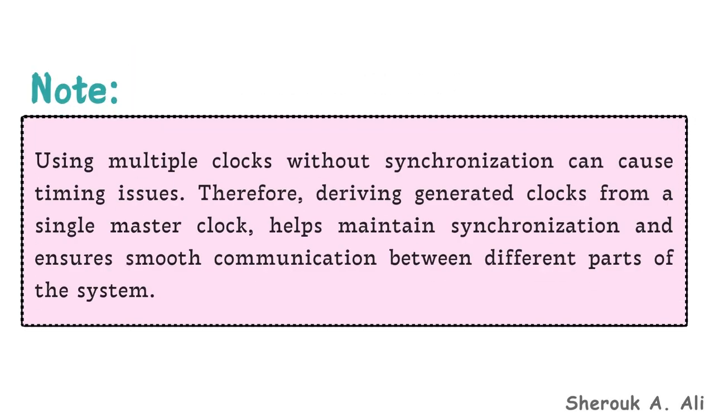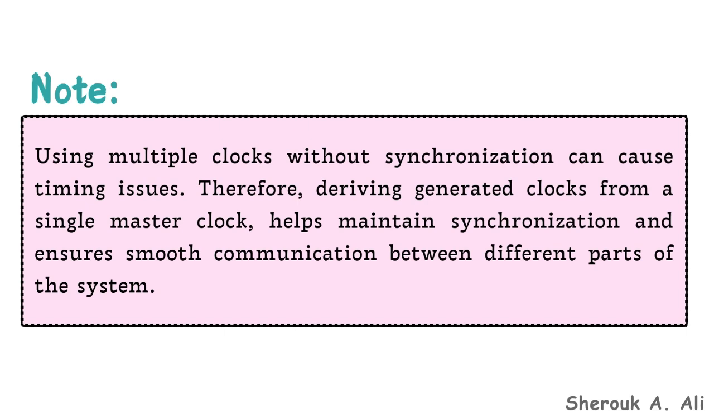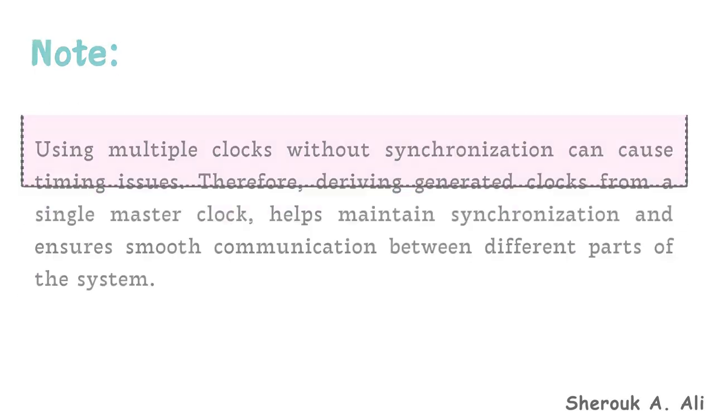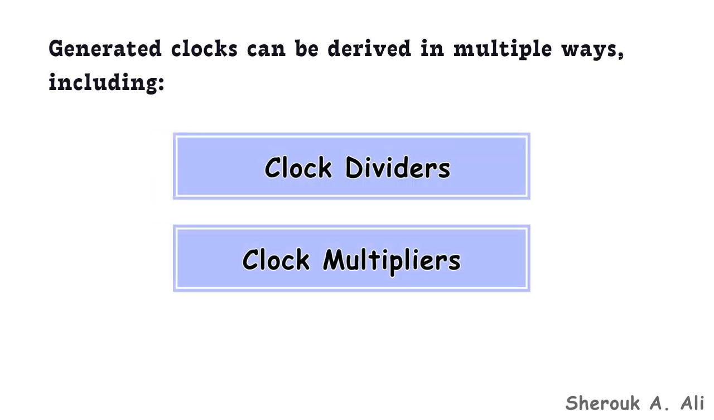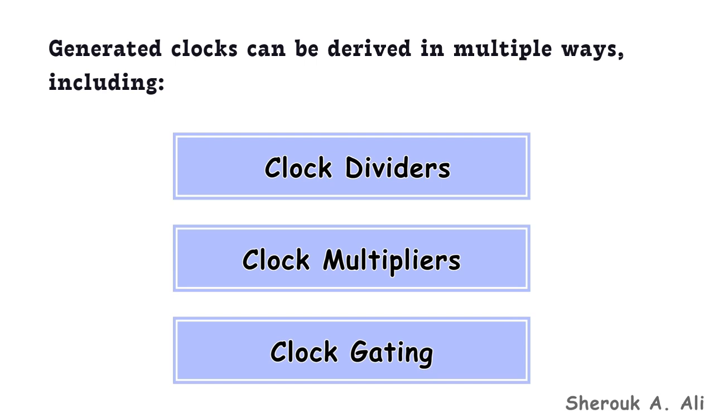Note: using multiple clocks without synchronization can cause timing issues. Therefore, deriving generated clocks from a single master clock helps maintain synchronization and ensures smooth communication between different parts of the system. Generated clocks can be derived in multiple ways, including clock dividers, clock multipliers, and clock gating. In this video, we will explore clock dividers.